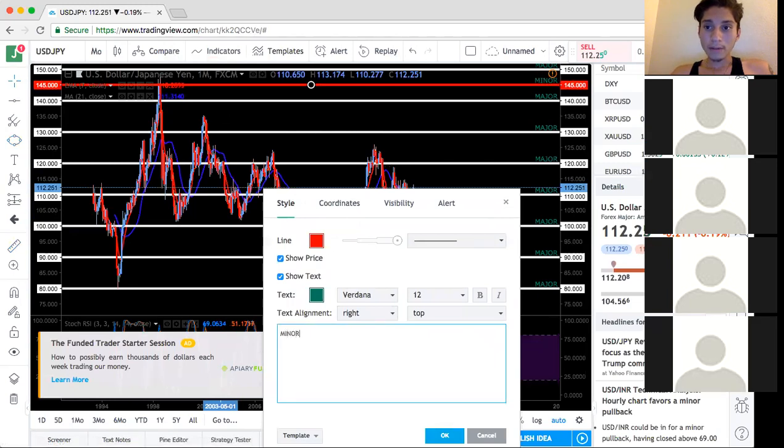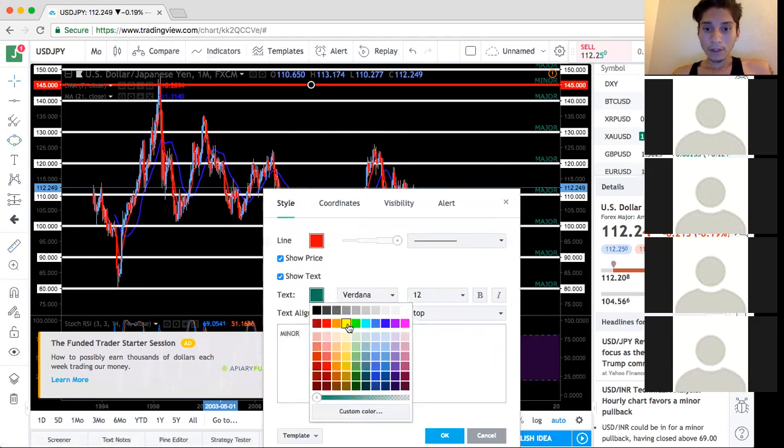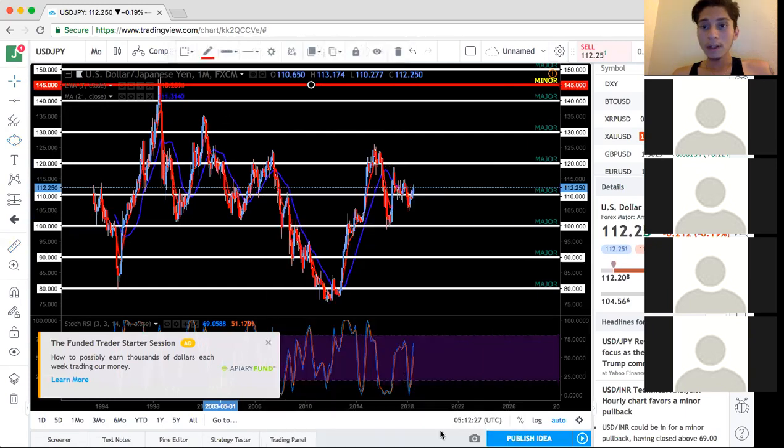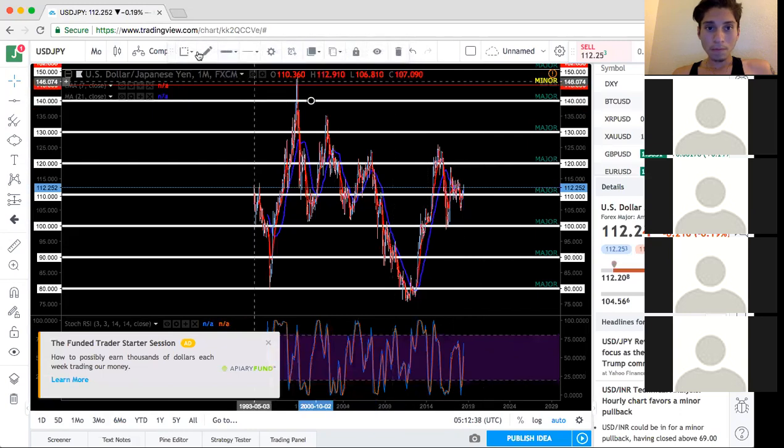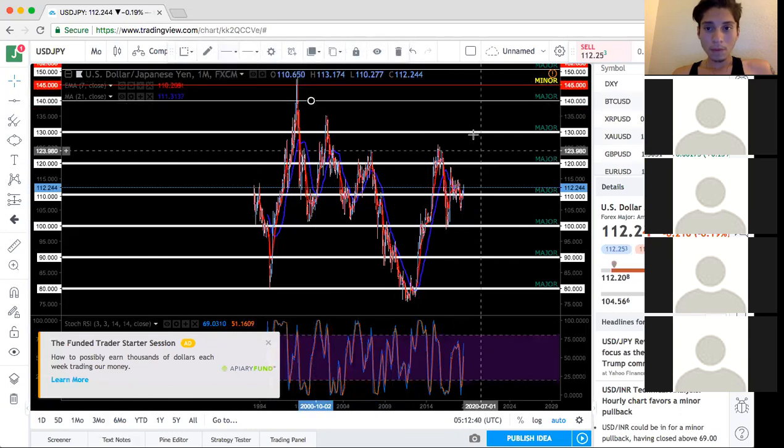This is going to be our minor level. We'll change this to yellow or something. And we're going to do the same thing, adding these onto each and every one. I should probably make these all thinner. But yeah, you get the gist of it. What we're doing is just doing 500 pips in difference.